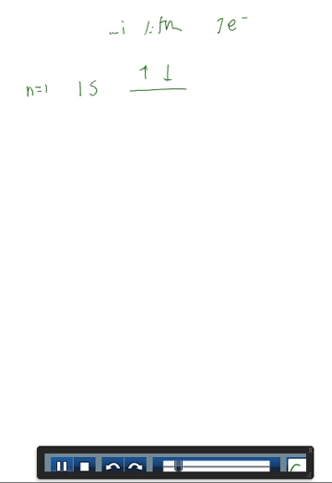Well, if I try to put it in the 1s orbital, then all 4 quantum numbers of 2 of those electrons are going to be the same. So I can't put them in the 1s orbital. I'll have to go to the next orbital. I have to go to n equal 2.